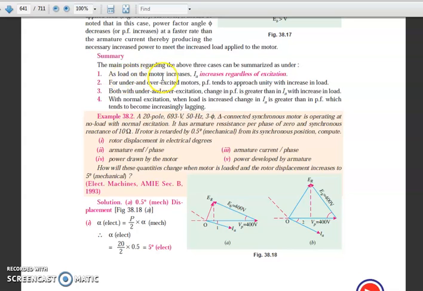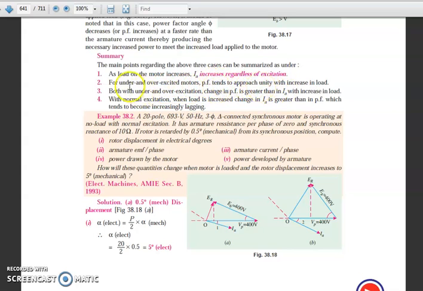As load on the motor increases, IA increases regardless of excitation, whatever the excitation may be, under excitation, over excitation, or normal excitation. If you increase the load on the synchronous motor, obviously the armature current increases. Now the second case: for under and over excited motors, power factor tends to approach unity with increase in load. That is the most important part. If we increase the load, the power factor approaches towards unity.